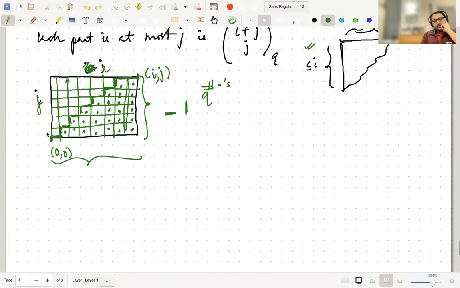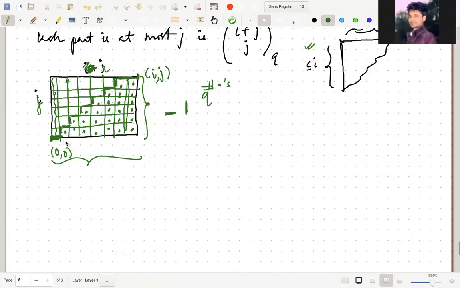The thing that can happen is that the first step can be an E step. And if the first step is an E step, then this whole strip is gone. We don't need to count this strip at all. So if the first step is an E step, then the picture decreases, and the rectangular shape would now be of size I minus 1 by j.